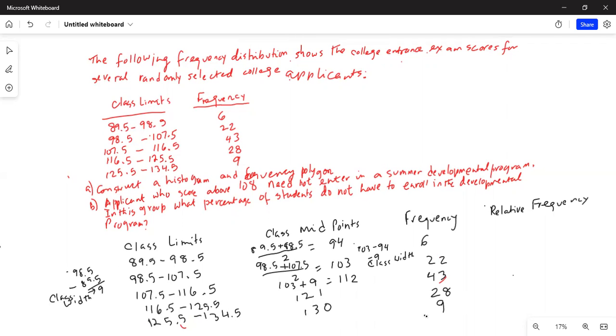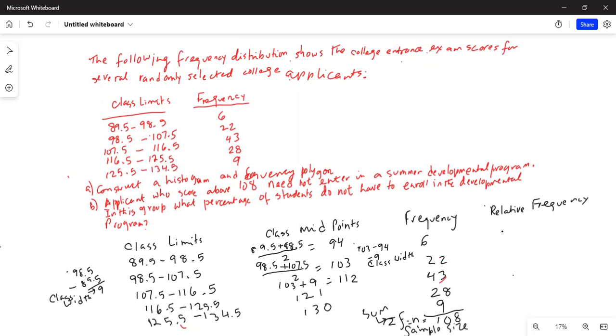So now let's add all the frequencies to get the sum of frequency, which is my sample size. This symbol is sum, called sigma. So let's add the frequencies in the calculator. 6 plus 22 plus 43 plus 28 plus 9 is equal to 108. So the sum of the frequencies is 108, and that's also equal to n, which is your sample size.